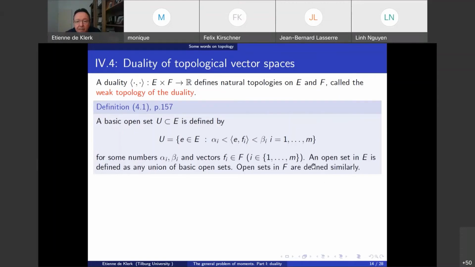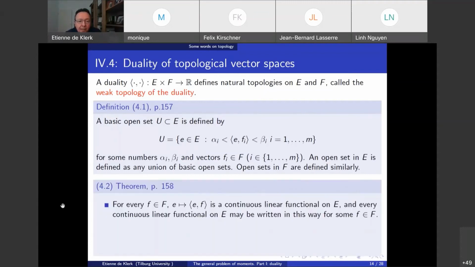Okay, and of course we can just switch the E and F arguments in an obvious way, and we can also define open sets in F. So basically, the duality gives us a weak topology on both E and F. The reason why this topology is interesting for us is that it's rich enough to guarantee that there are plenty of continuous linear functionals on the spaces E and F in this topology.